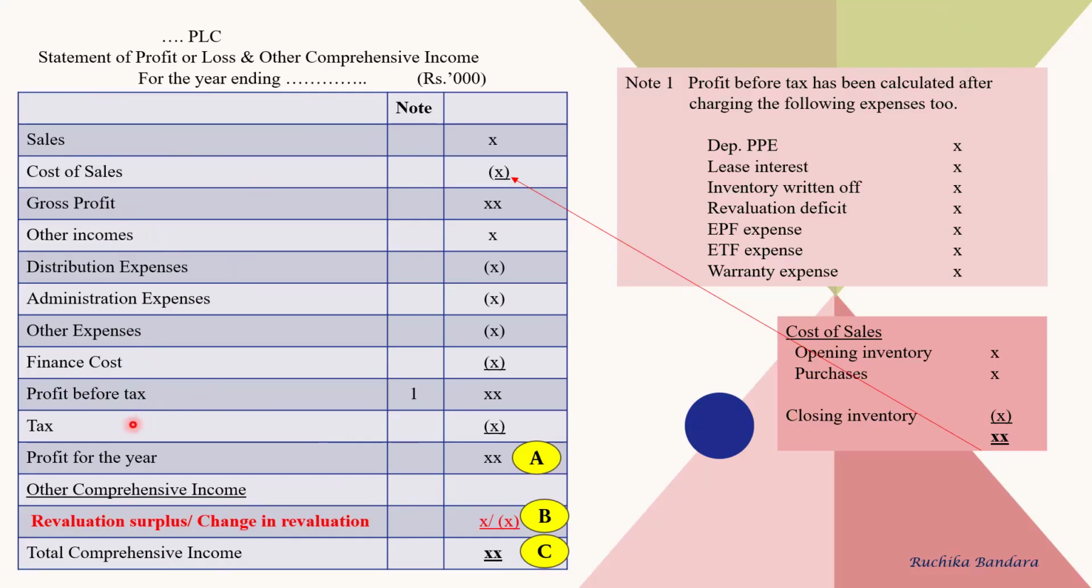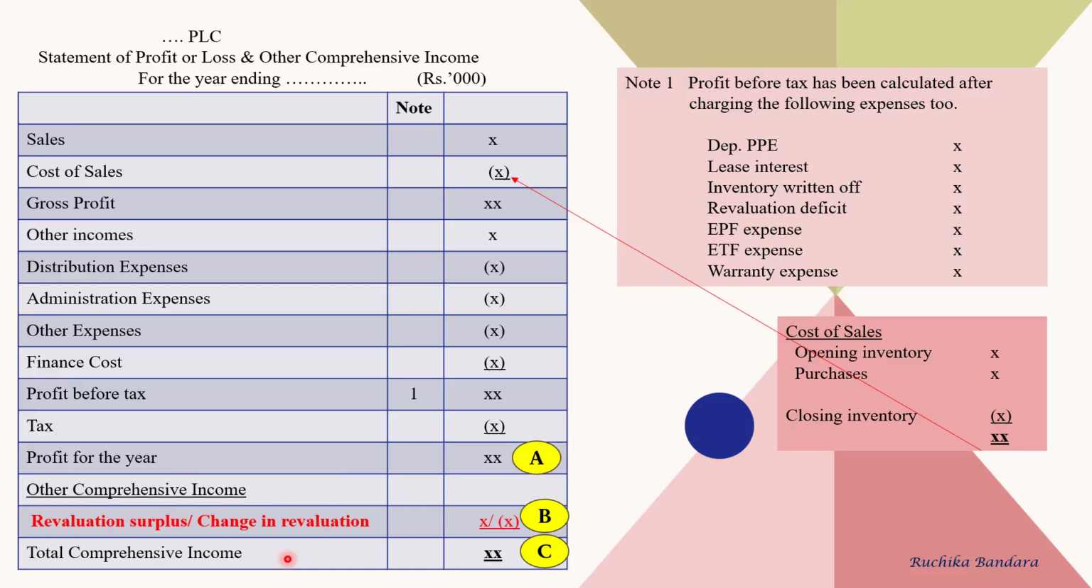Then you write the word tax. Then the answer is profit for the year. Don't write here profit after tax. It should be profit for the year. Then other comprehensive income. Under that, you are writing the surpluses from the revaluation. Revaluation surplus, or there can be a change in revaluation. Then your answer is total comprehensive income.